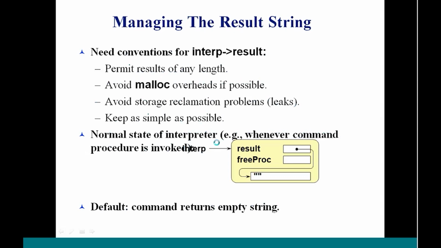We saw this, so we need conventions for the interpreter result, that is interpreter arrow result. Here we want to avoid malloc overhead. Malloc is a C function to allocate memory, and you don't want to use that if possible. And then we can avoid the storage reclamation problems, that is the leaks essentially. And then we want to keep it as simple as possible. So here is one quick example.